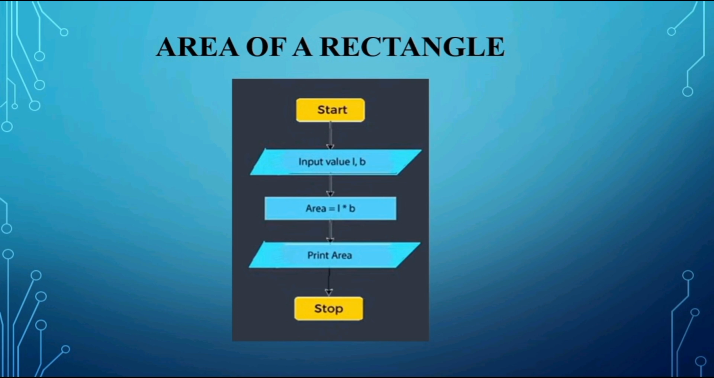After the area is calculated, we need to show or print the result again. This is an input and output step since the computer is now giving us the result back. Finally, we reach the stop symbol which tells us the process is complete. So in simple words, the flowchart shows how to solve the area of rectangle step by step.